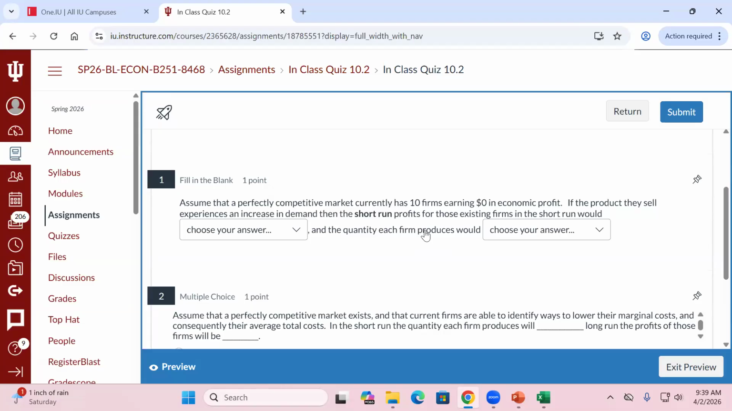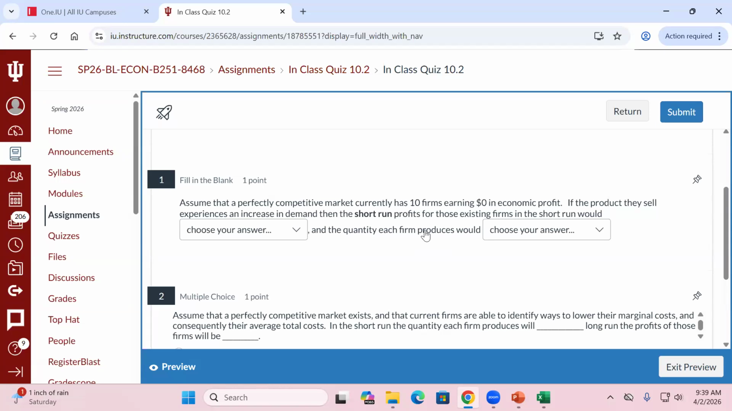If I start out with zero economic profits, as a reminder, my profits are the quantity I'm selling times the difference between price and average total cost. So if I have zero profits, that means price must be equal to my average total cost, right?